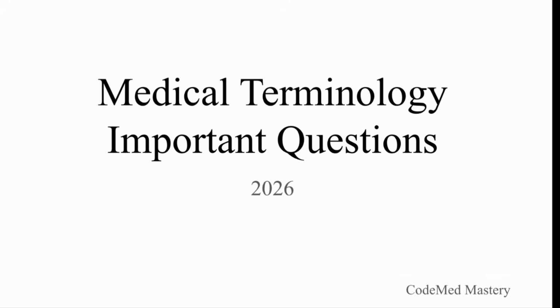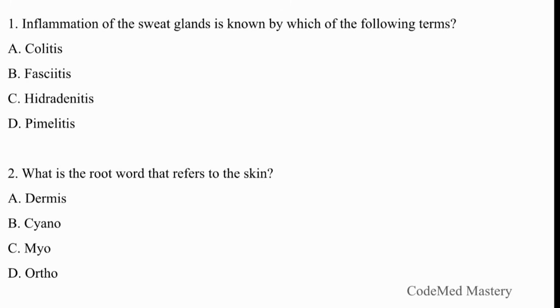Let's start with the first question. Inflammation of the sweat glands is known by which of the following terms? Option A, colitis. Option B, fasciitis. Option C, hidradenitis. And option D, pymelitis. Can you think of the right answer?